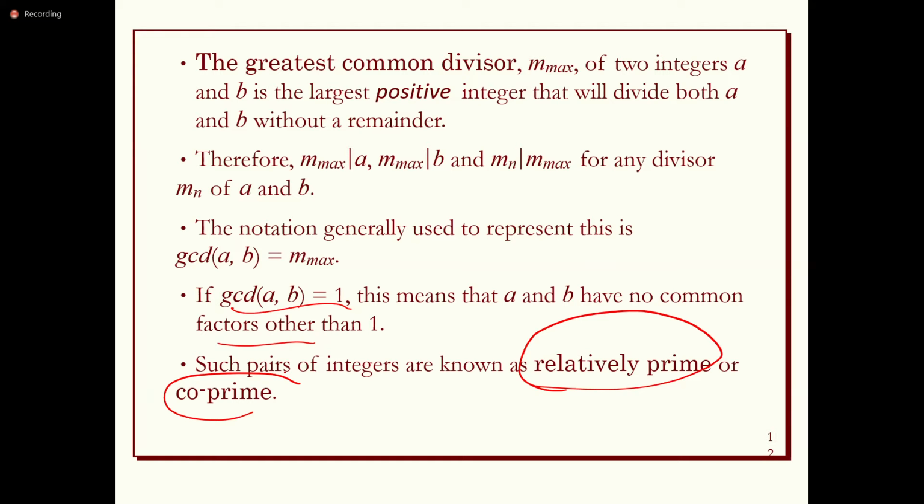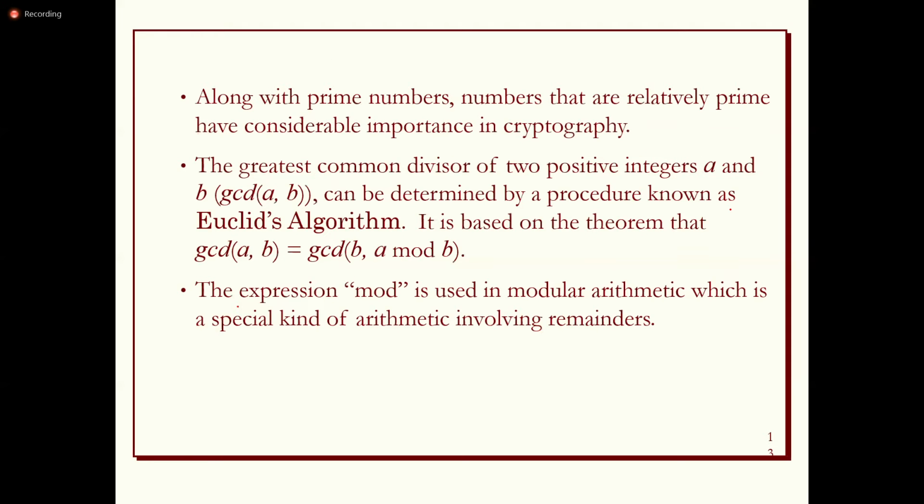Relatively prime or co-prime. Suppose we take the GCD of 5 and 8. The GCD of 5 and 8 is 1. So we can say that 5 and 8 are relatively prime or co-prime numbers. According to Euclid's algorithm, the formula for calculating GCD is GCD of A comma B equals GCD of B comma A mod B.